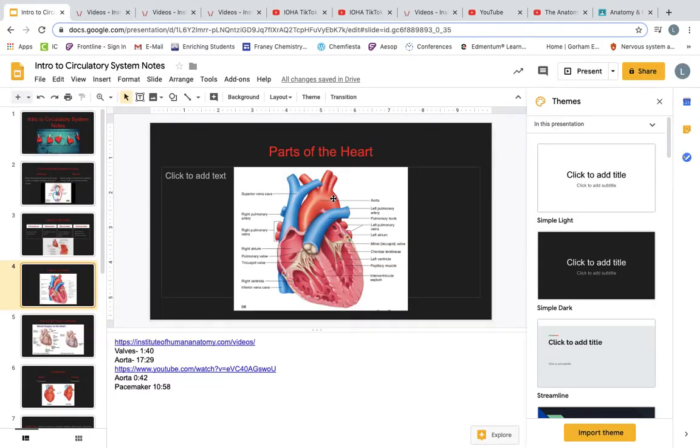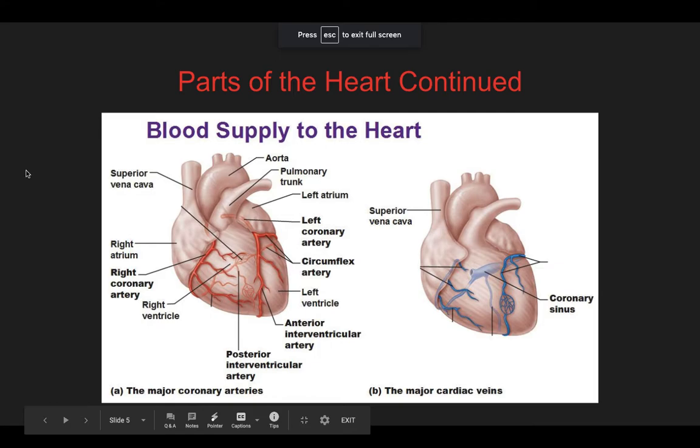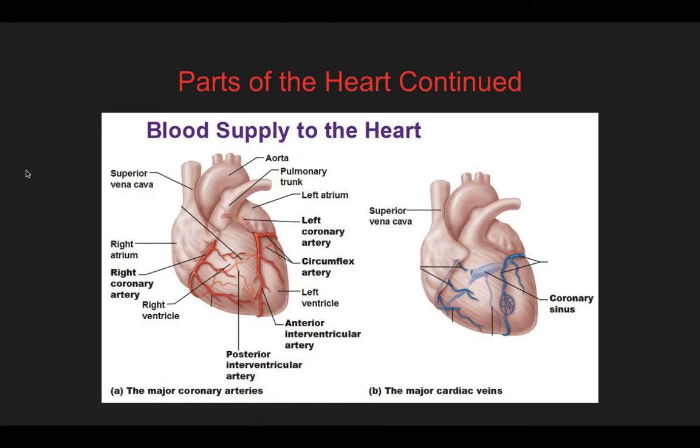All right, so back to the parts of the heart. Let's go to this slide. This is kind of a continuation on the outside of the heart. We kind of talked about the inside already. Now we do have what we call coronary arteries. The whole idea of the coronary arteries is that they're on the outside of the heart. Arteries are going to carry that oxygenated blood. Arteries are usually in red, veins are usually in blue.